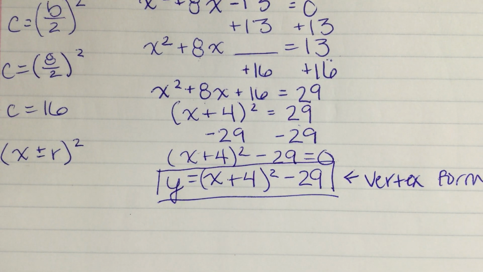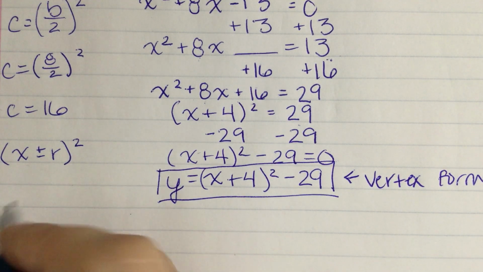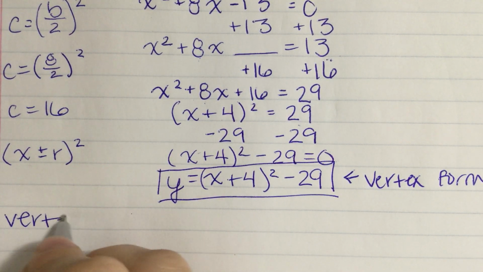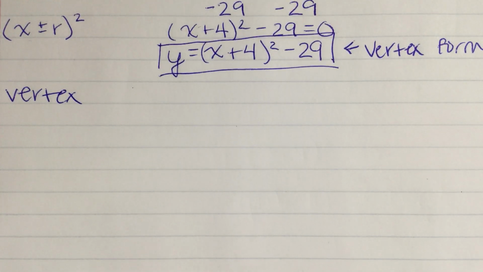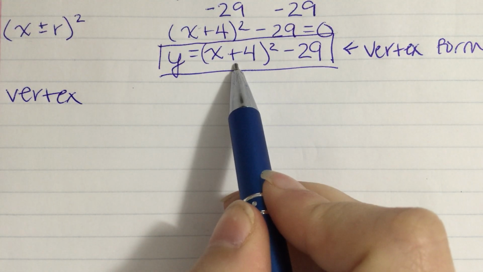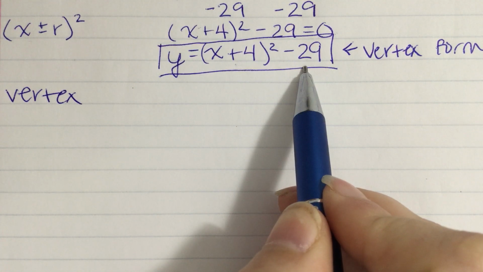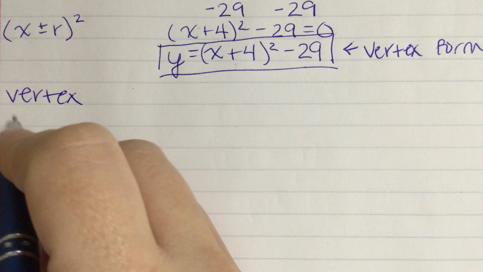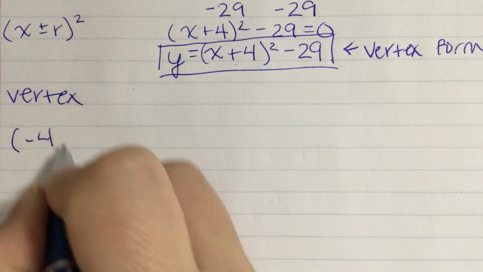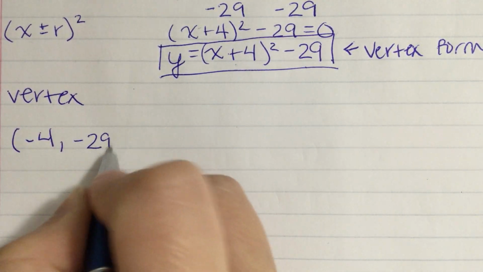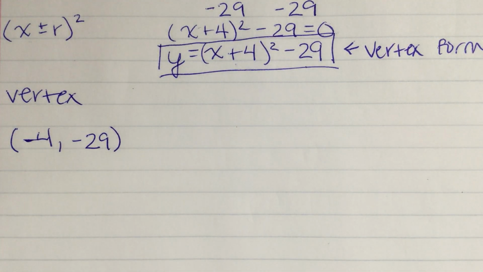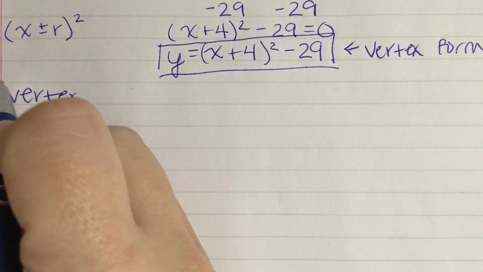Now, the vertex form actually opens up a lot of doors for you guys because you can do 3 things with it. Number 1, you can find the vertex. Okay, so the vertex is just the opposite of h and then k as it is. So our vertex for this quadratic would be -4, negative 29. Okay, so that would be the vertex of my graph, which in this case is either minimum or maximum depending on which way your parabola opens up. So that's the first thing that you can do with it.